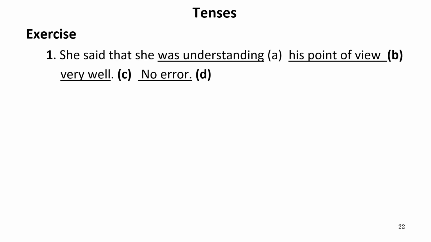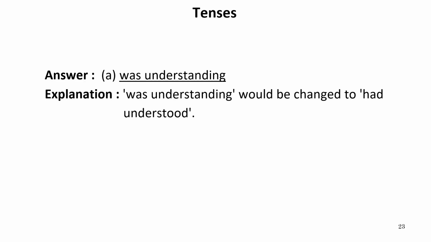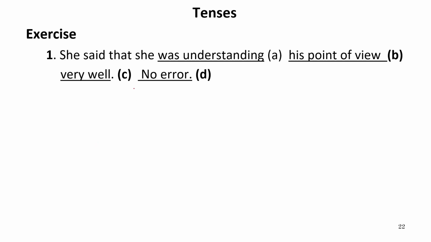Now let us see some sentences and exercise based on tenses. So let's see the first sentence. She said that she was understanding his point of view very well. So we can see here in the sentence, it is written she said, that is of past. That she was understanding his point of view very well. So she was not actually understanding. We do not write understanding in ing form. Instead, we can write she had understood.